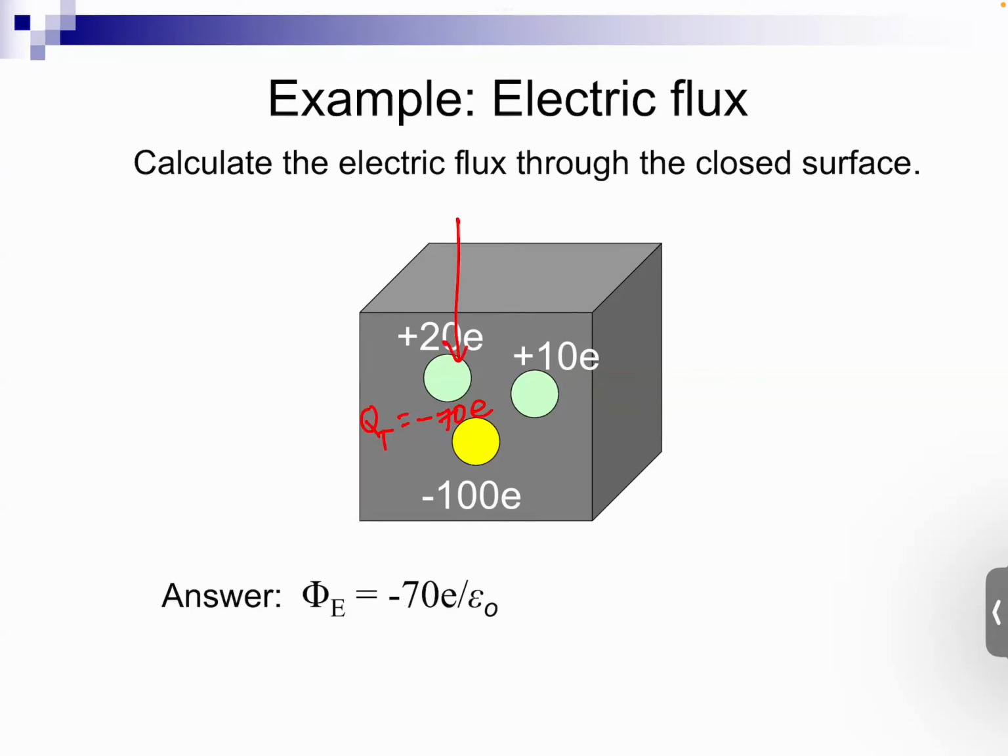So electric field lines will terminate at your negative charge here, but each of the electric field lines terminating at the negative charge will cross the surface of the cube, and therefore the number of electric field lines crossing the surface of the cube is negative 70 e divided by the constant epsilon naught.